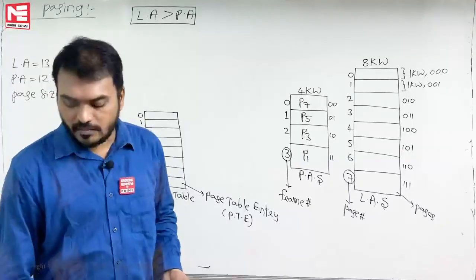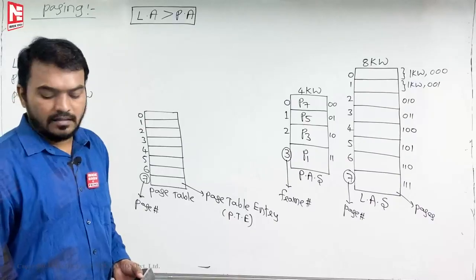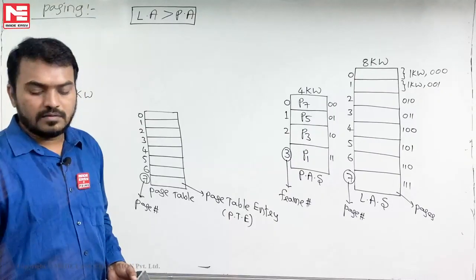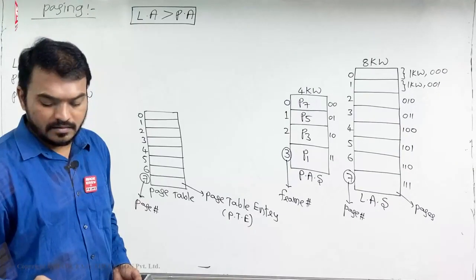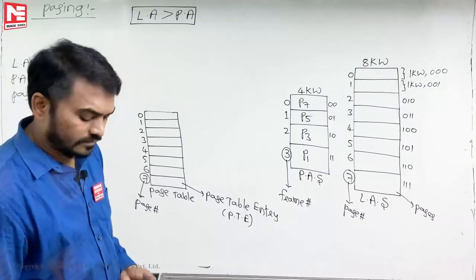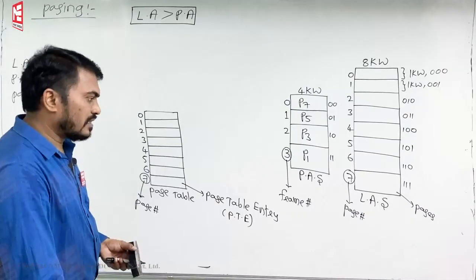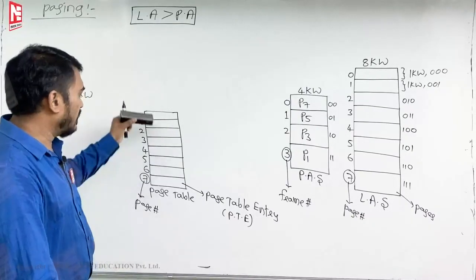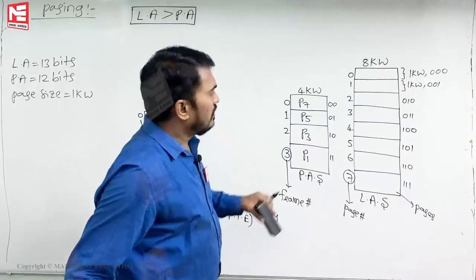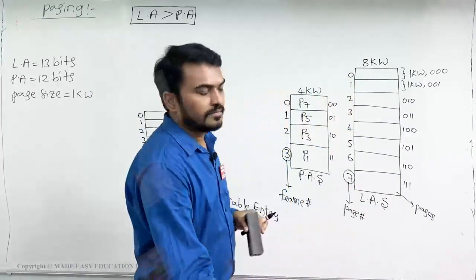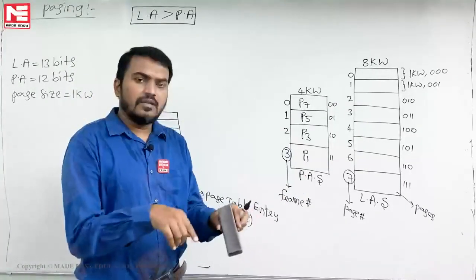Now understand here. Note down: the number of entries in the page table is the same as the number of pages in the LAS. Are you writing it fully? The number of entries in the page table is the same as the number of pages in the LAS. Okay, right? Keep that in a box.